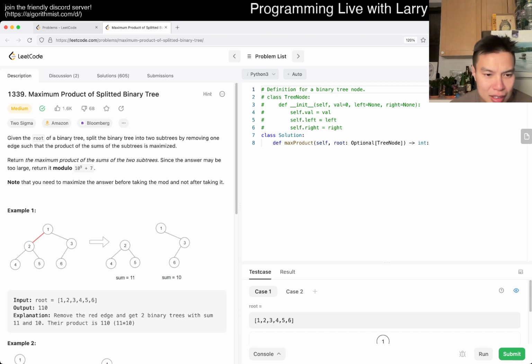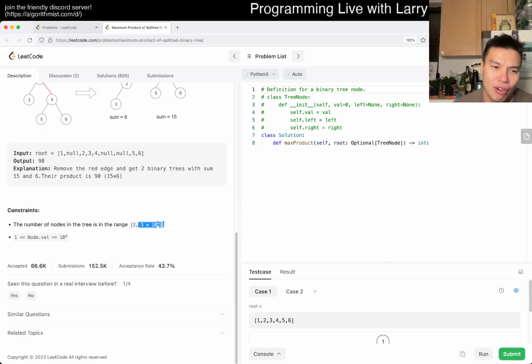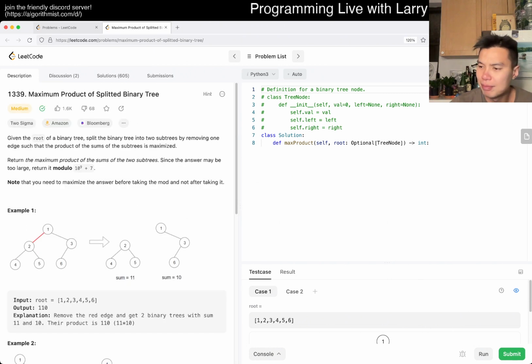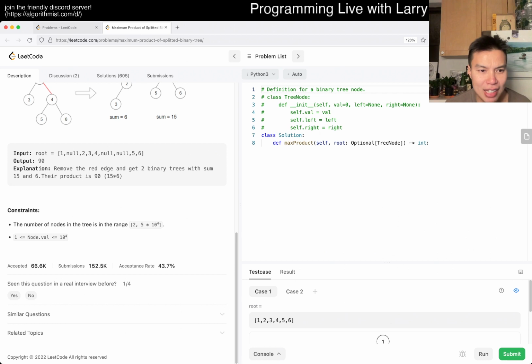Let's look at the constraints. 5 times 10 to the 4th nodes. My thing that I'm thinking about is how do you do the mod in a good way if you're using a language like JavaScript? I don't know. With 5 times 10 to the 4th nodes, if you balance it perfectly, it's half of these, right?